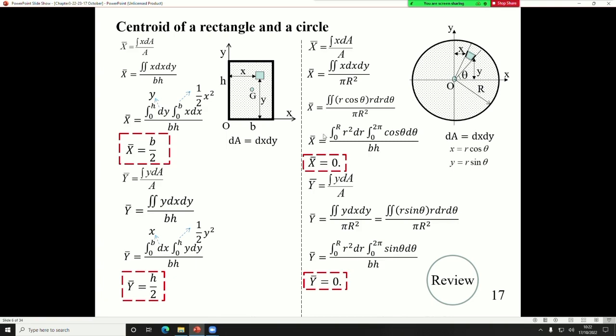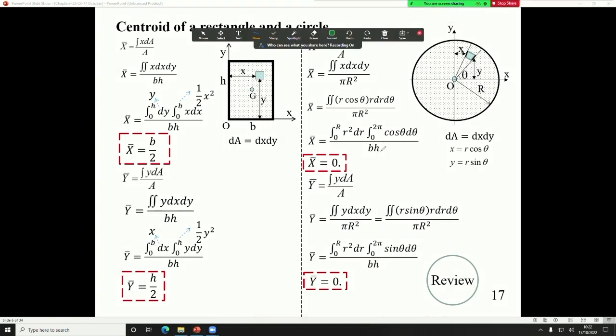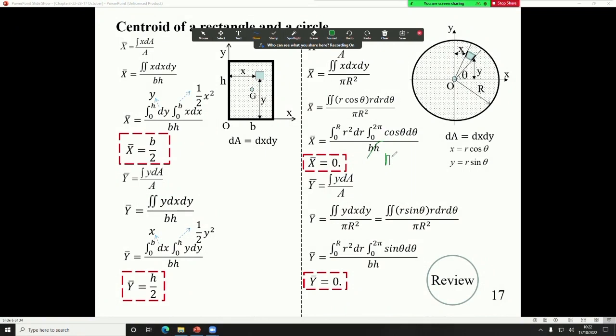So this is pi r squared. What I did, I copied and pasted it. So this is pi r squared, which is the area of the circle. And this is also pi r squared.